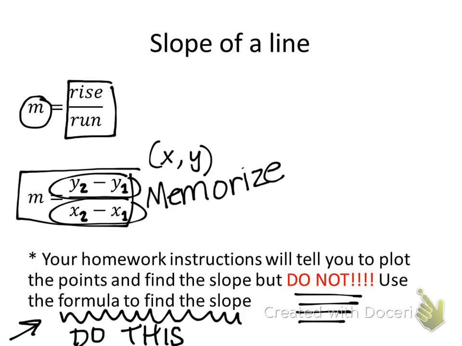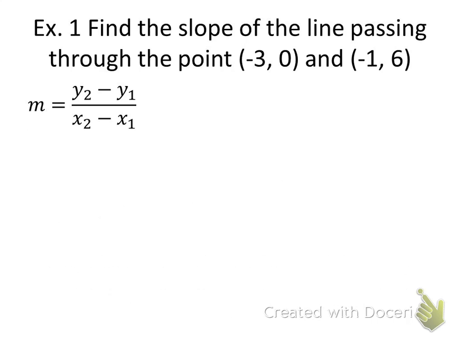All right, now let's put that into practice. I've written the equation at the top of each of these slides so you know exactly what to do. And I've given you points, okay? In order to even have a line, you have to have two ordered pairs, because there is no such thing as a line through one ordered pair. Find the slope of the line passing through the points -3, 0, and -1, -6. Remember, an ordered pair is always x comma y. So this is going to be x1, y1, and then we're going to have x2, y2.